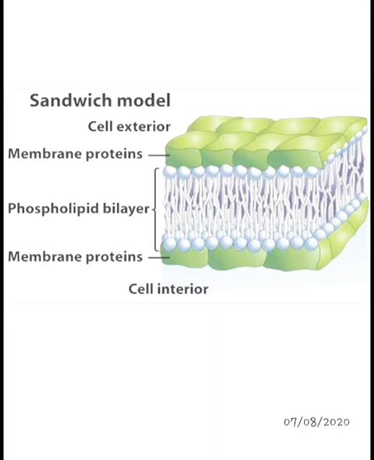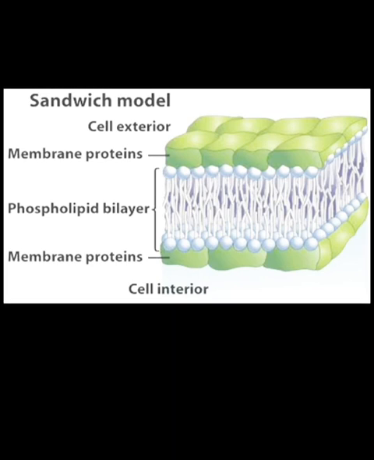Here you can see the cell exterior and the cell interior on two sides of the plasma membrane. The exterior part is the outside of the cell, and the interior part is the inside of the cell. And the three layers of the plasma membrane, again, as you can see, are the top one, the green colored portion, which consists of the proteins. Next, the lipid bilayer, also known as phospholipid, because these lipids consist of phosphorus. And next is another membrane protein layer, and these two protein layers sandwich the lipid bilayer in between them.